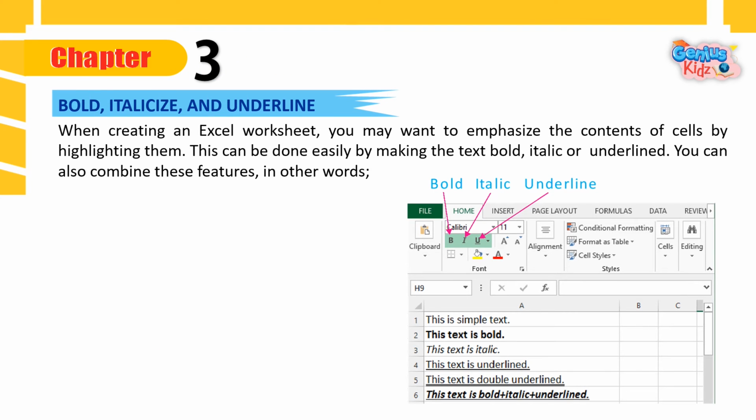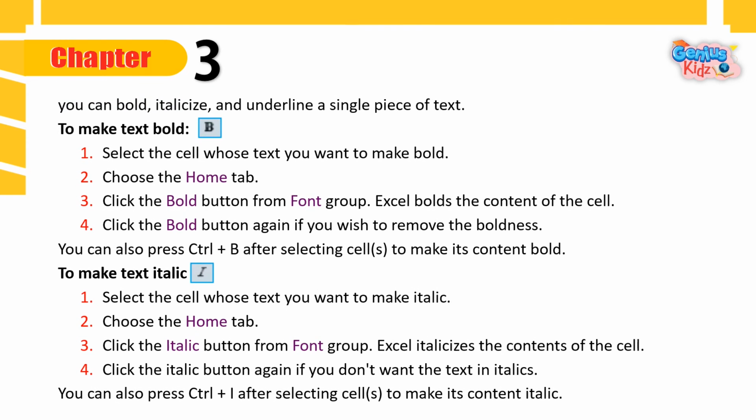Bold, italicize, and underline. When creating an Excel worksheet, you may want to emphasize the contents of cells by highlighting them. This can be done easily by making the text bold, italic, or underlined. You can also combine these features, in other words, you can bold, italicize, and underline a single piece of text.